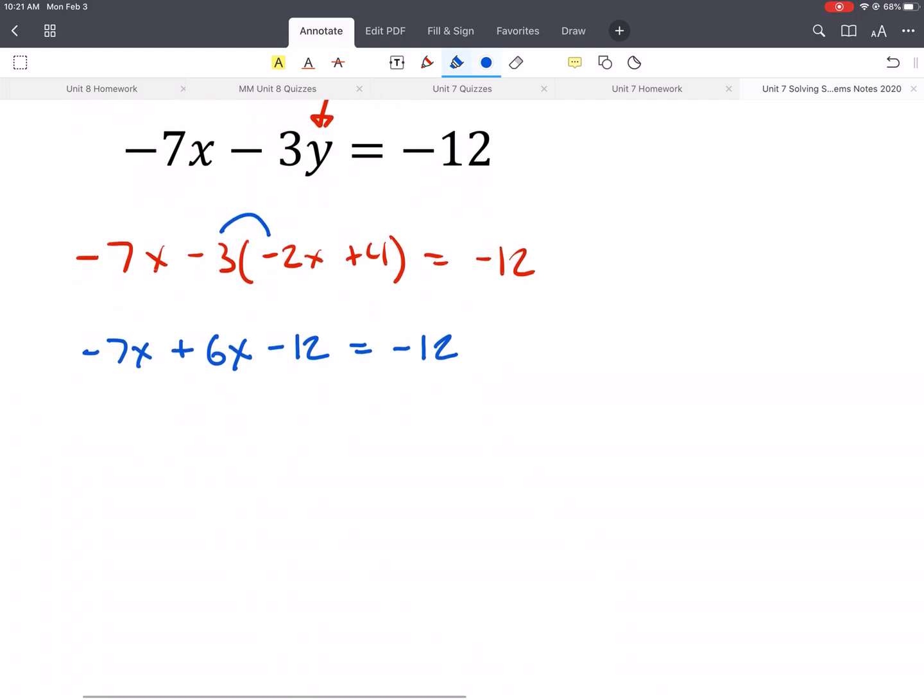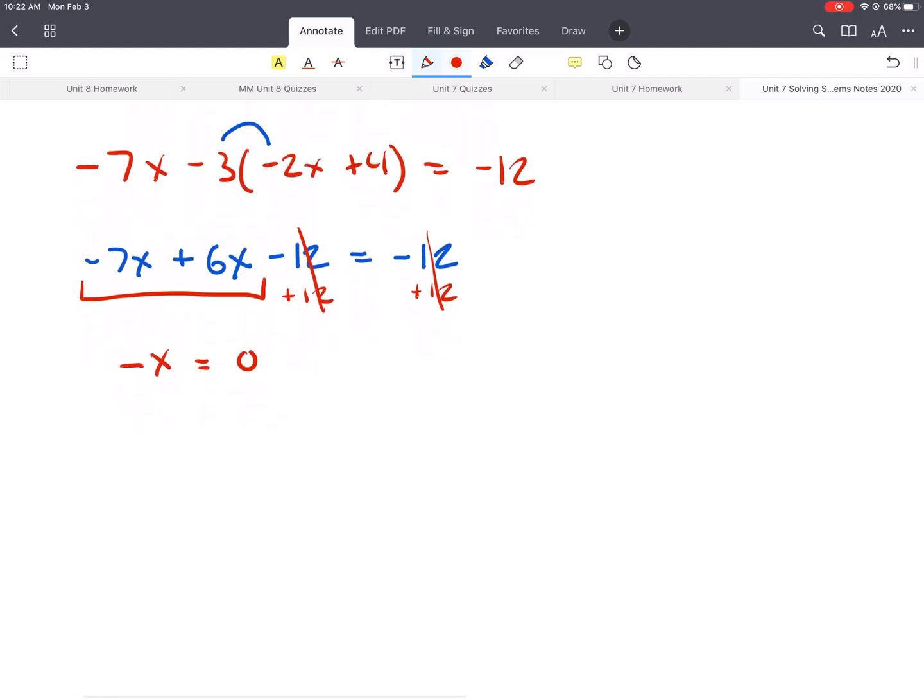Okay, so we did the multiplication and division. Now we're going to do the adding and subtracting so that we can get x by itself. So combine like terms. Those are like terms. That gives us a negative x. And then we'll want to add 12 to both sides. Those cancel out and just give us 0. So we get negative x is equal to 0. We don't want to find out what negative x is. We want to know what x is. So we'll just need to divide or multiply both sides by negative 1. So here we end up getting x is equal to 0.